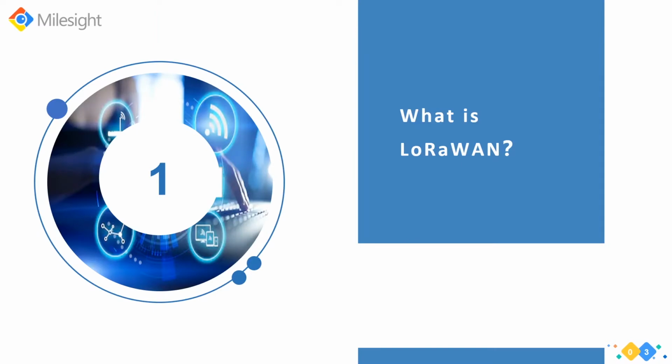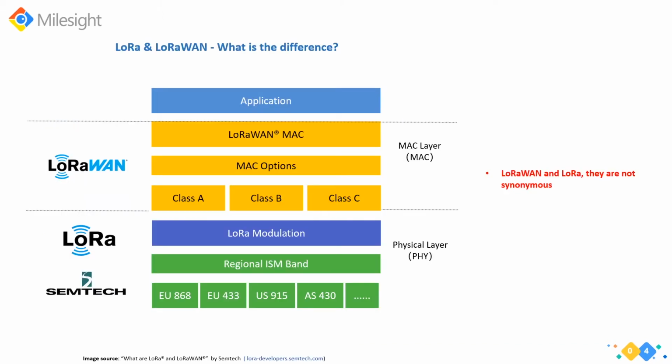What is LoRaWAN? LoRaWAN and LoRa are not synonymous, okay? LoRaWAN is the Media Access Control layer protocol, the MAC layer protocol, on top of the physical layer. So what protocol is used in communication, and the system architecture, and the data payload encryption and decryption, those kinds of work belong to LoRaWAN.